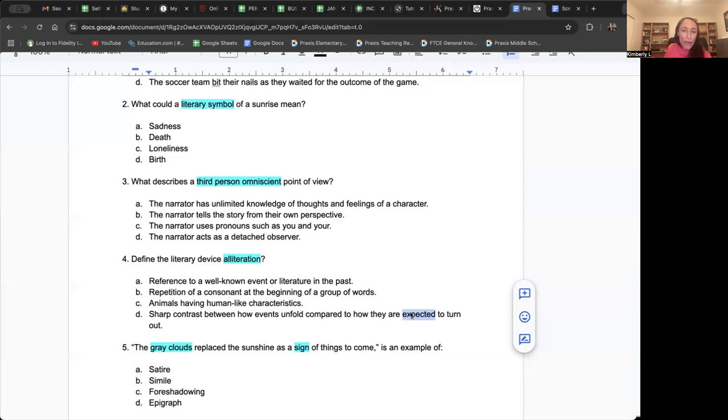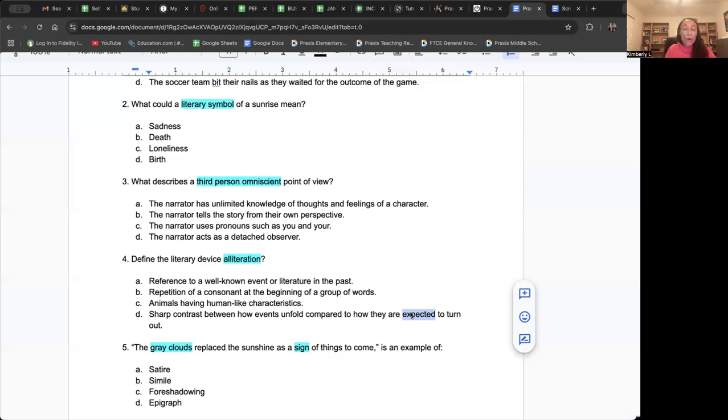And finally, we have the gray clouds replace the sunshine as a sign of things to come, is an example of A, satire, B, simile, C, foreshadowing, and D, epigraph. So gray clouds, sign of things to come. We have satire, which is generally something you see in like political cartoons where the author is poking fun at someone or something at the other person's expense. So it can be kind of fun, but in a tricky way. So that's not what's going on here.